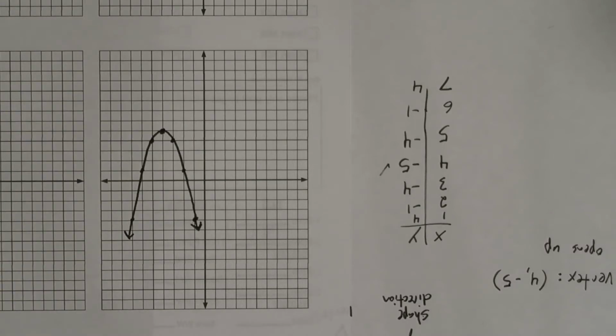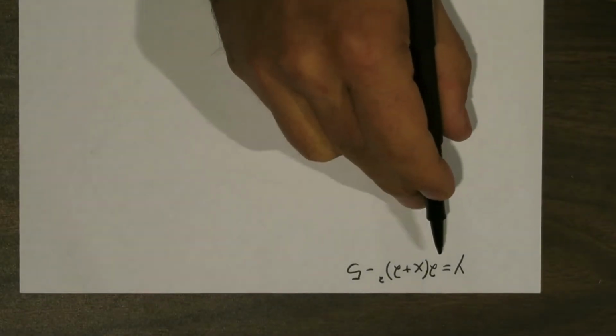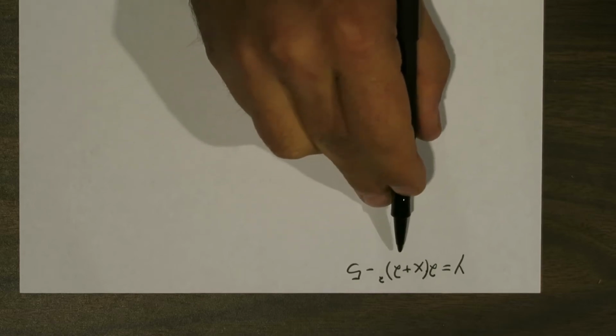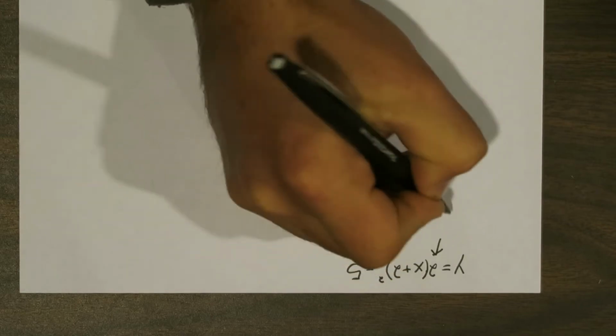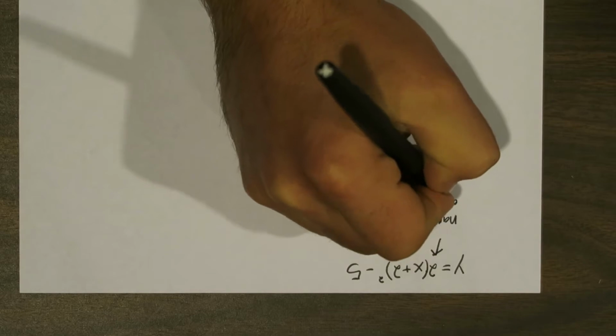Cool. Let's do another one. So on this one, our a value is a 2. It looks like our h is a negative 2, and our k is a negative 5. So this 2 tells us our graph is going to be narrower, and it opens up.